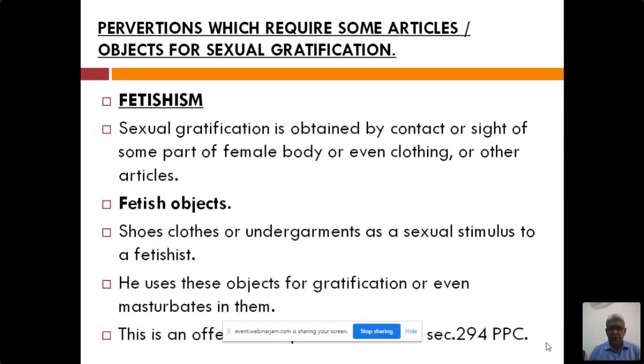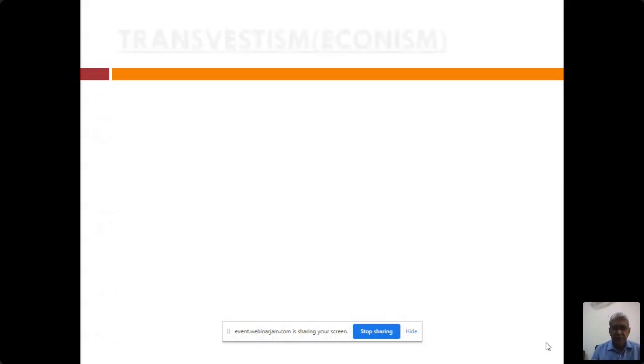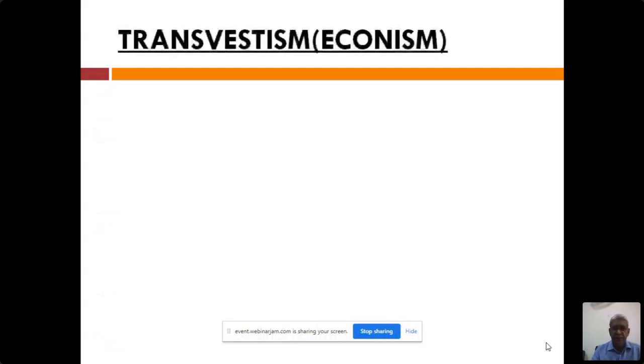Even some persons get their gratification by getting the sexual stimulation. They masturbate and discharge into the shoes, into the clothes of the other partners. It is dealt under Section 294 of the Pakistan Penal Code. Another perversion is transvestism or eonism.